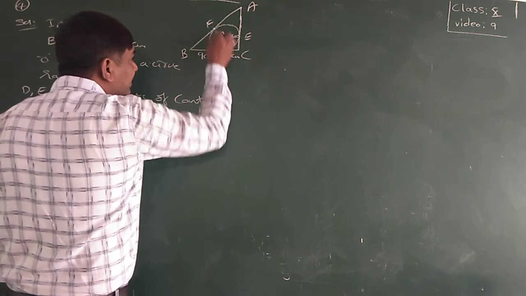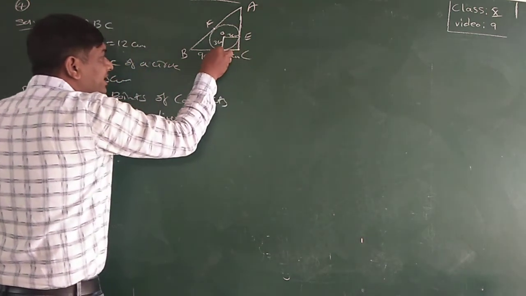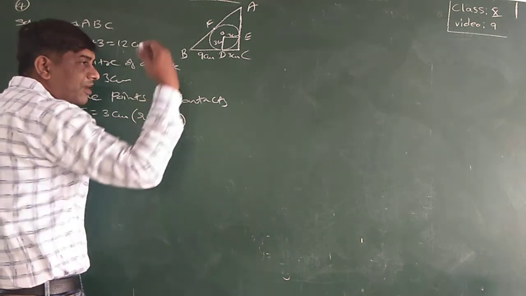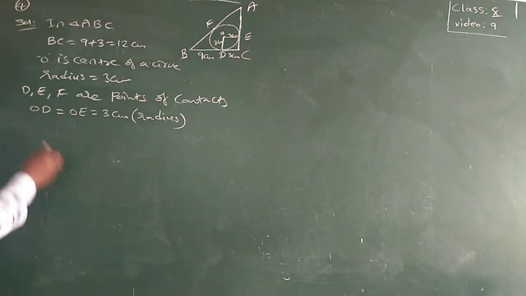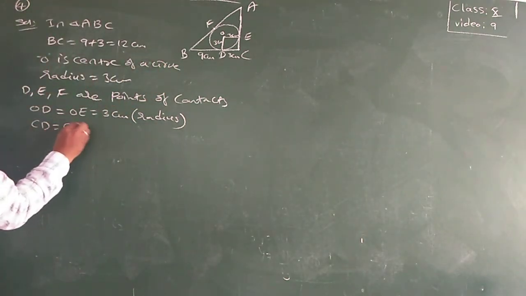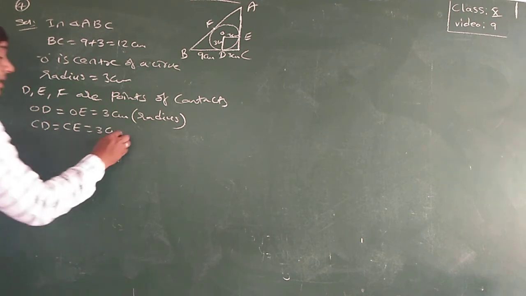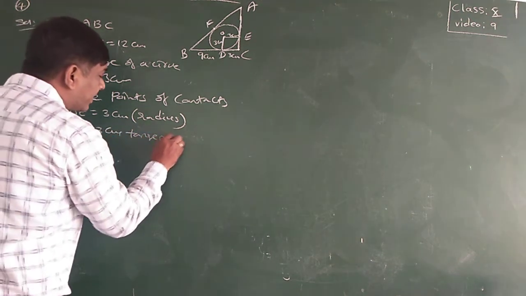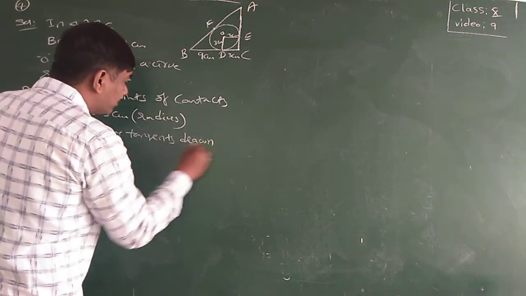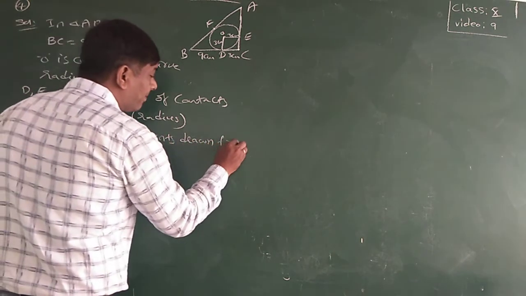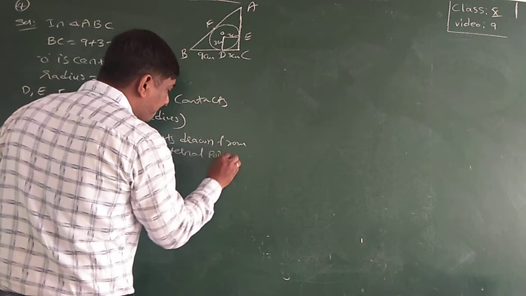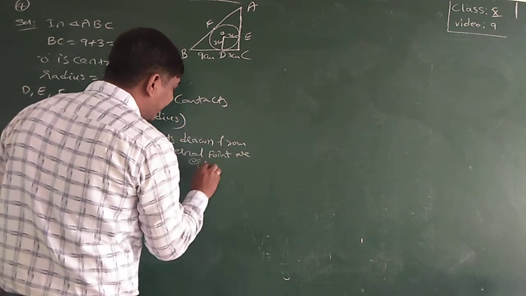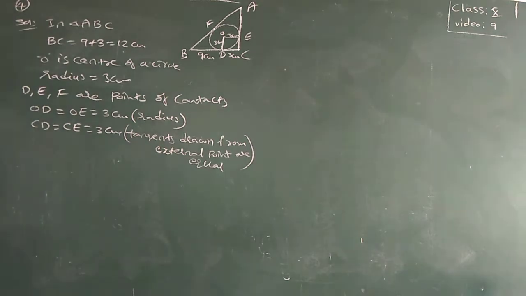Since this is a circle, C is an external point, and CD is a tangent drawn from the point C, then automatically CE is also a tangent. CD is equal to CE is equal to 3 centimeters, because tangents drawn from an external point are equal.